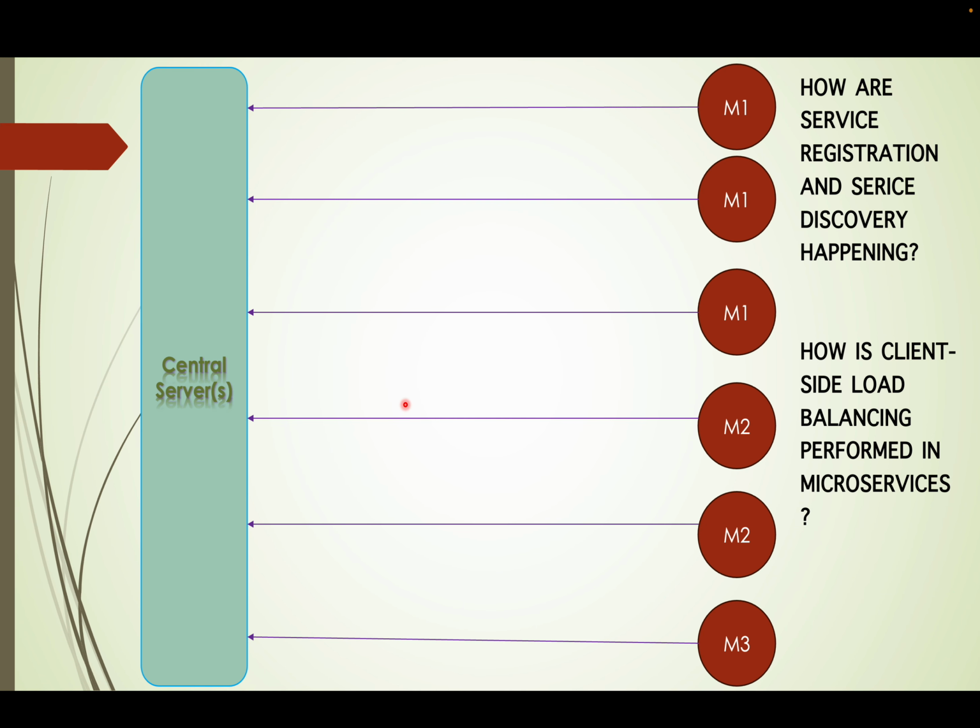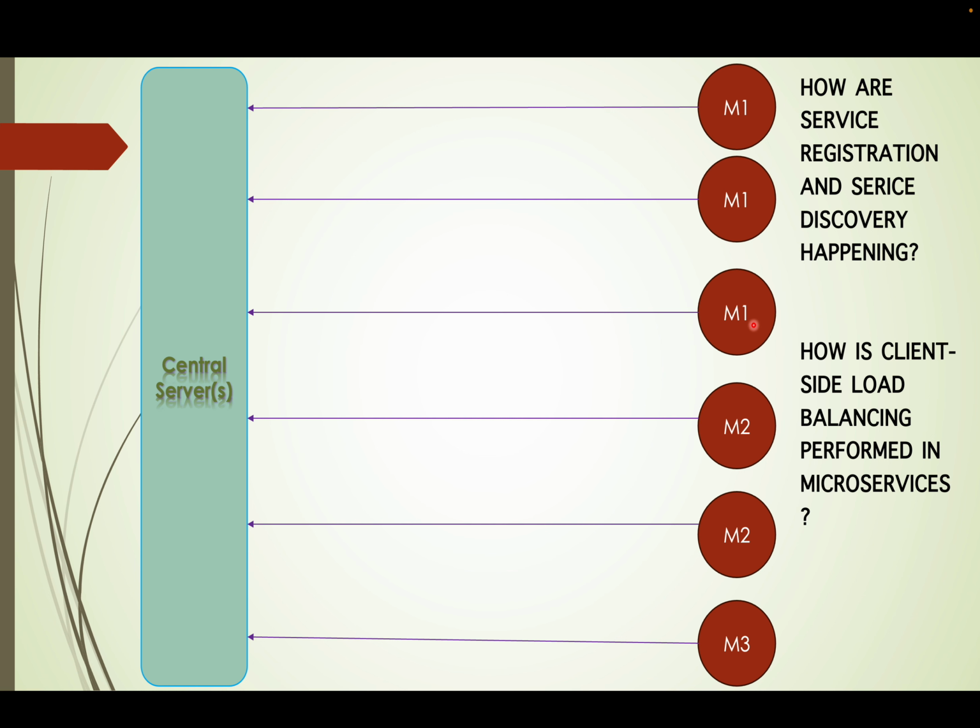Try to understand what service registry is, what service discovery is, and what client side load balancing is in this slide. For the service registry, usually we will have a central server or servers in our microservices architecture. That central server will hold the address information, the IP addresses, of all the microservices that are running in my network. How will this central server know the IP addresses of all these microservices?